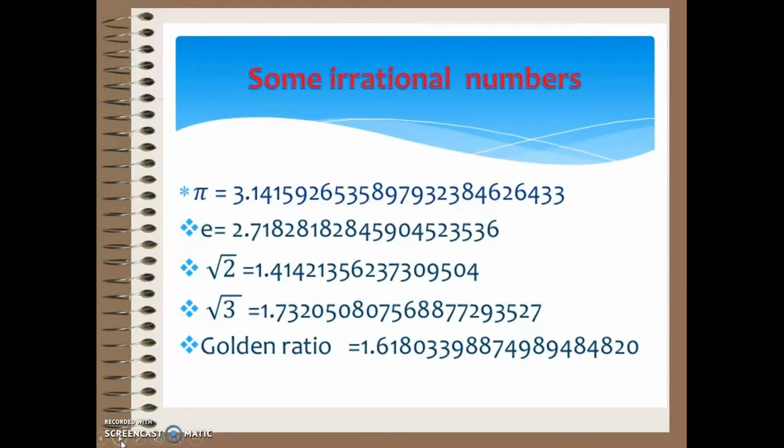Here are the decimal equivalents of some irrational numbers. The symbol pi is that long number that starts with 3.14, and you can see there's no pattern of repeating numbers or repeating patterns.